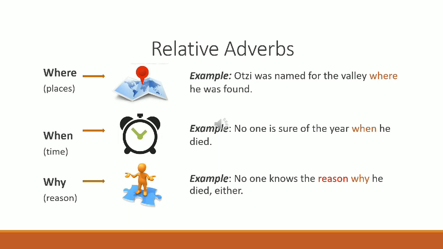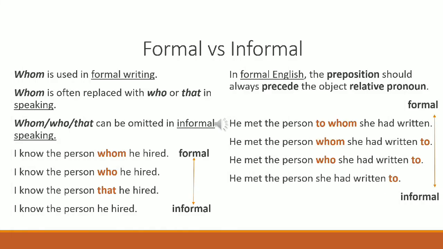Next one, adjective clause in formal and informal. Whom is used in formal writing. Whom is often replaced with who or that in speaking. Who, that can be omitted in informal speaking. Formal: I know the person whom he hired. I know the person who he hired. I know the person that he hired. I know the person he hired. So in informal, the who and that was omitted.